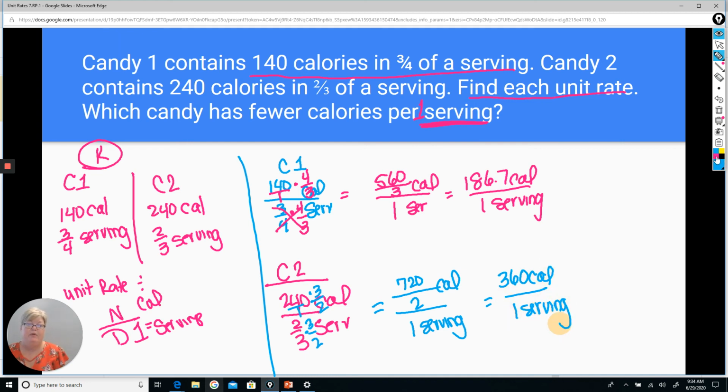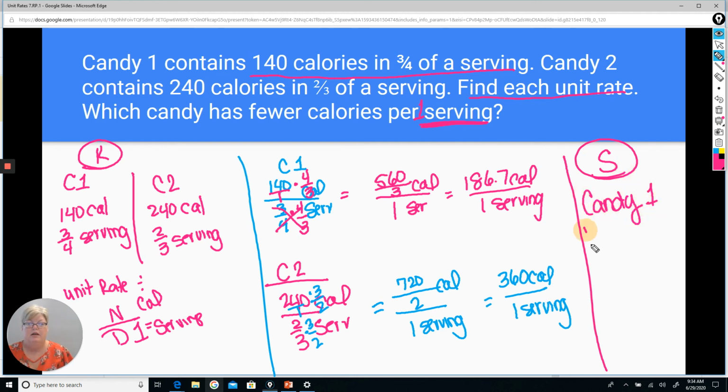Now, have I answered my question? Which candy has the fewest calories? Well, looking at this, candy 1 has 186.7 calories. Candy 2 has 360 calories. So candy 1 has fewer calories.